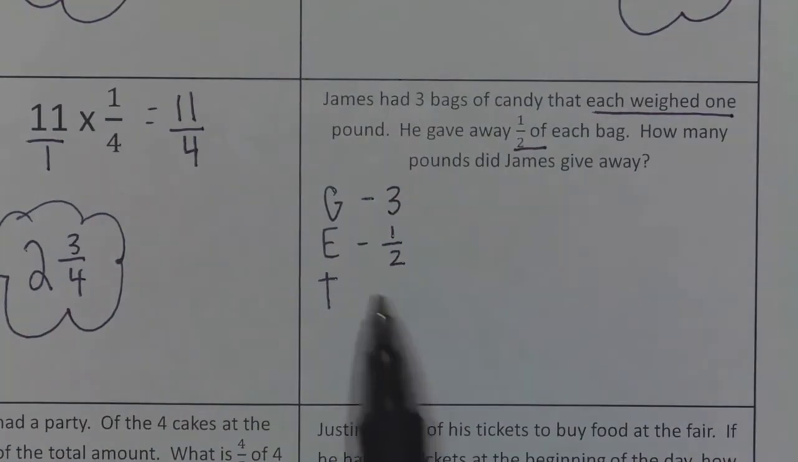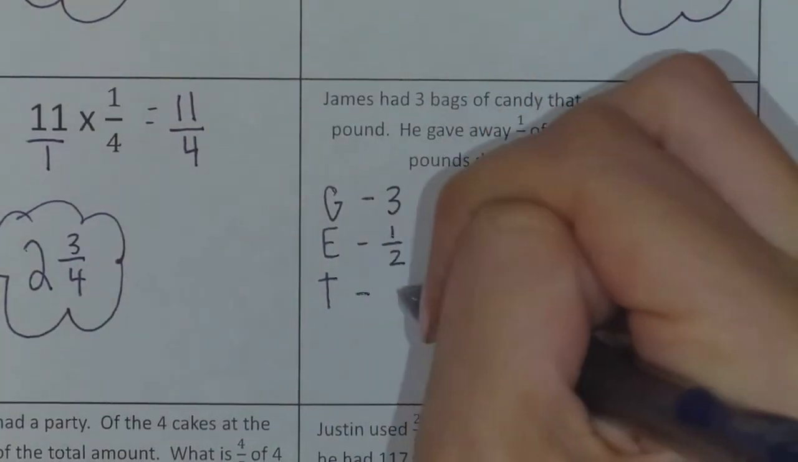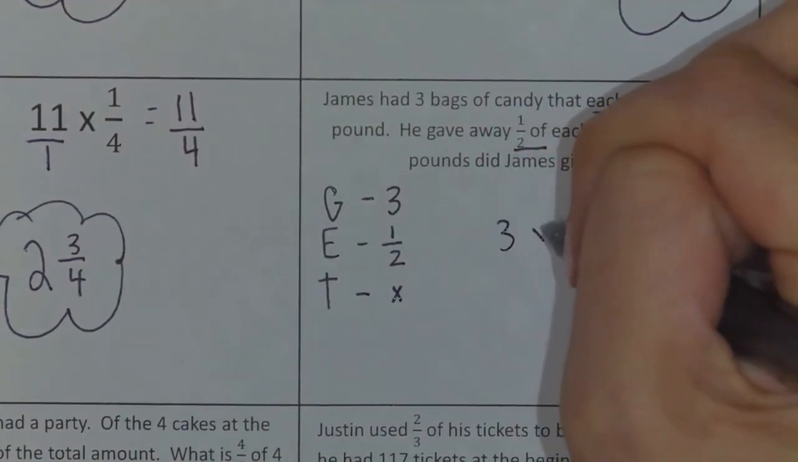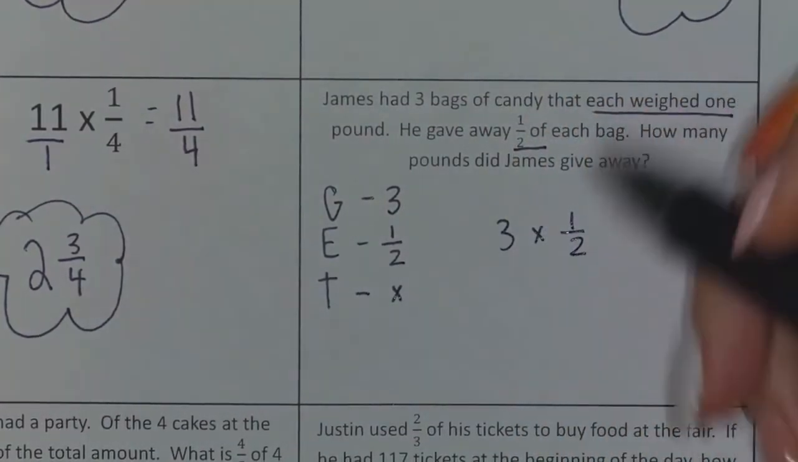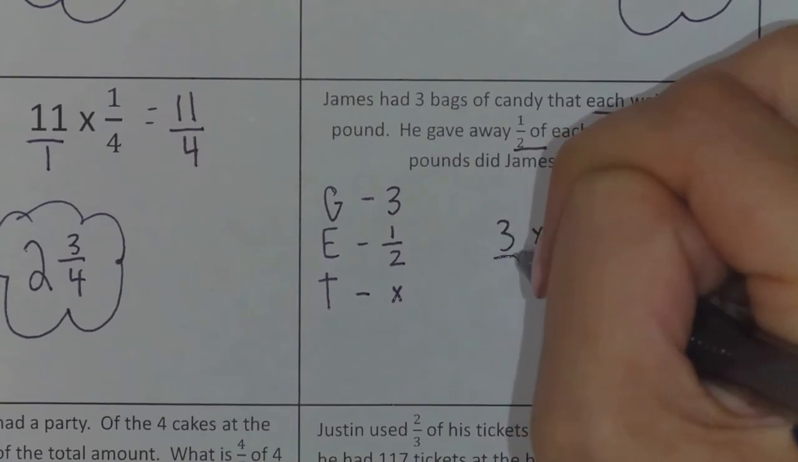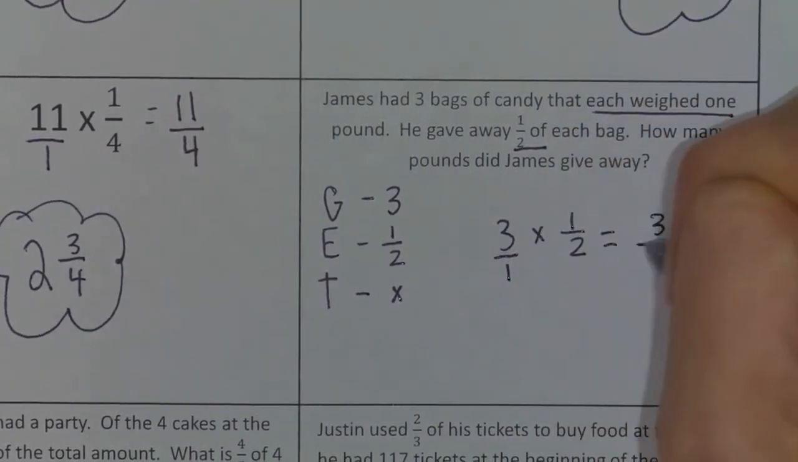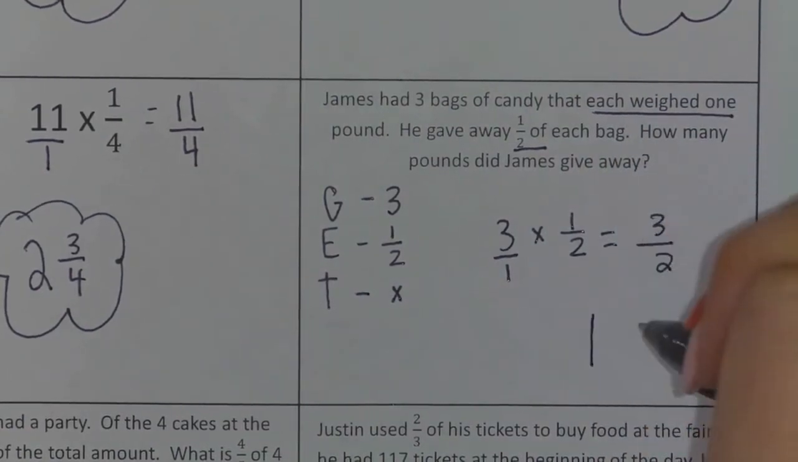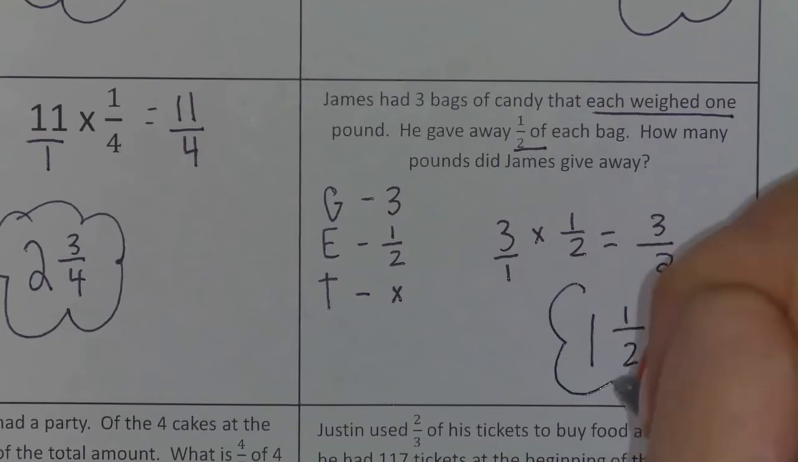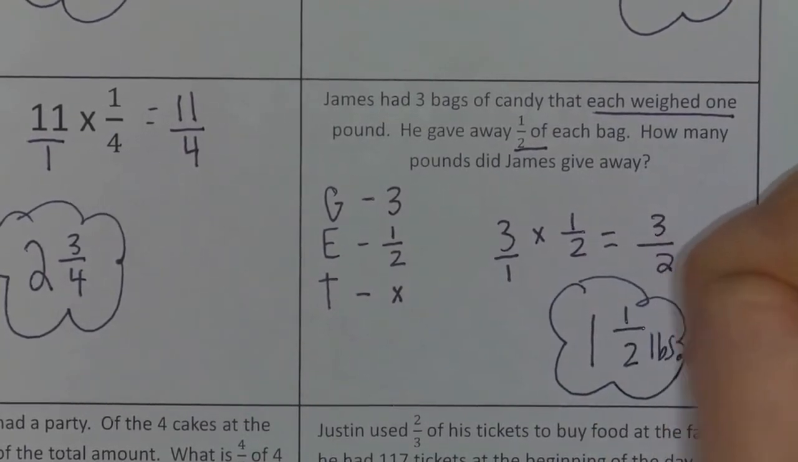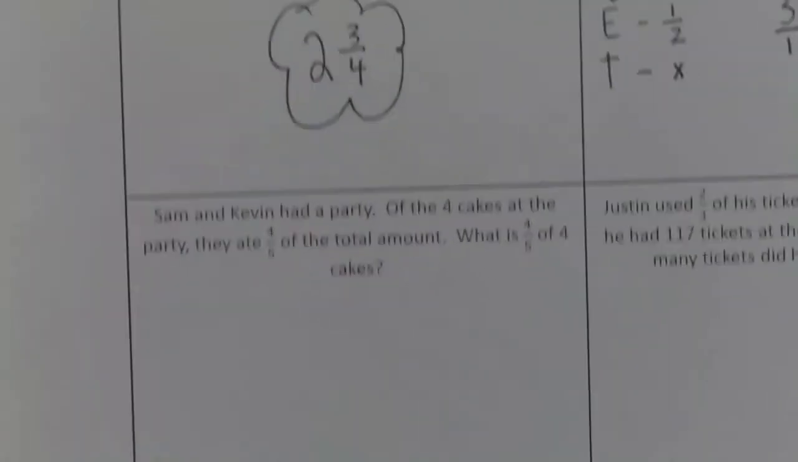So I'm looking for the total right now, which means that I am multiplying, okay? So I have 3 times 1/2. So I need a top times the top, so I have to put a 1 underneath the 3. So top times top gives me 3. Bottom times bottom gives me 2. 2 goes into 3 one time with 1 piece left over. So 1 1/2. Oh, pounds. Oh my gosh, I almost forgot my units. All right, moving on to our next one.